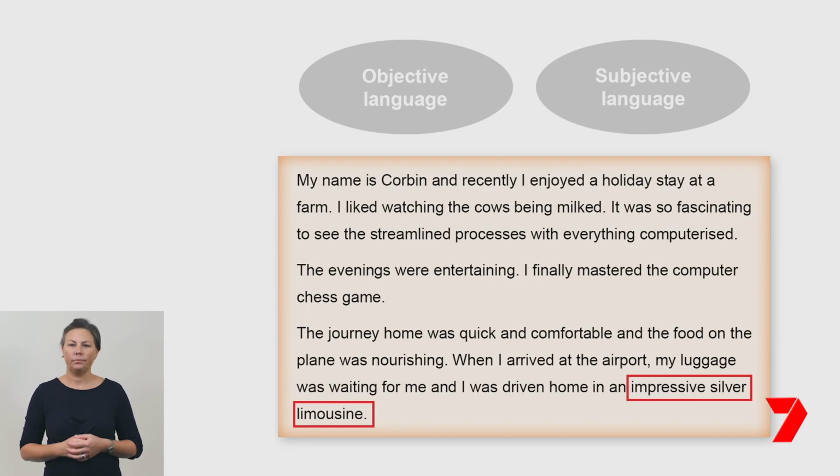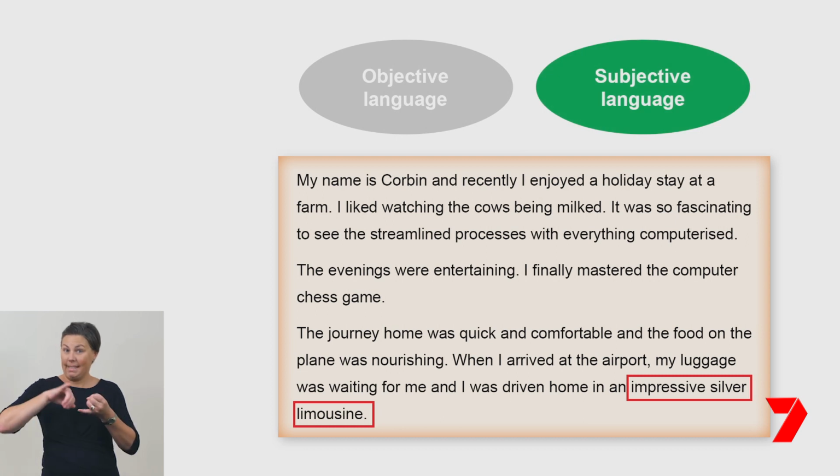Let's do one more. The last example, "I was driven home in an impressive silver limousine." Is this an example of objective language or subjective language? That's right. It's an example of subjective language.